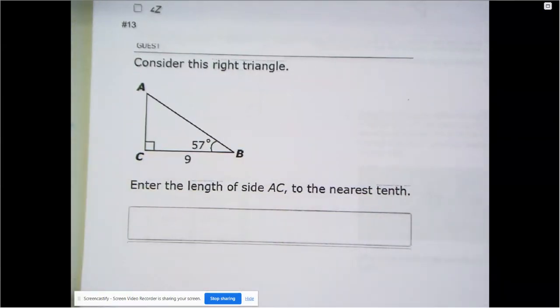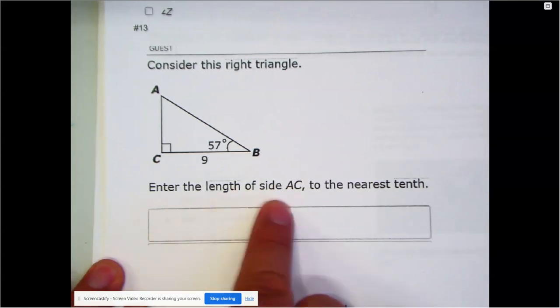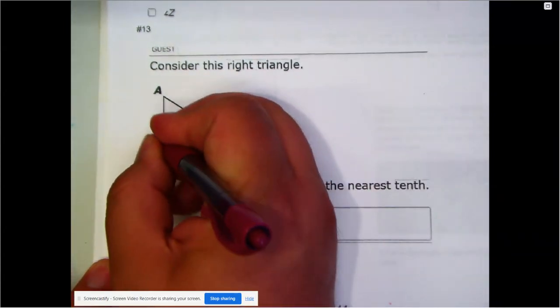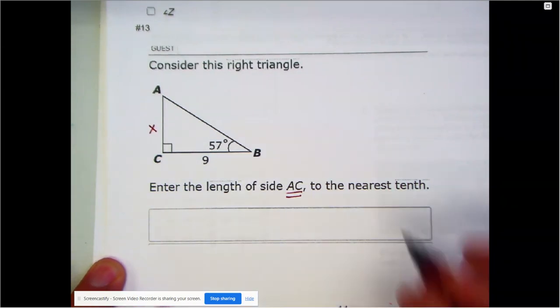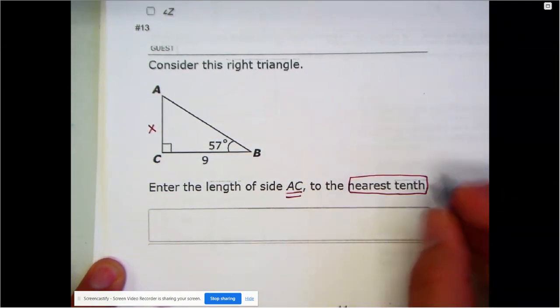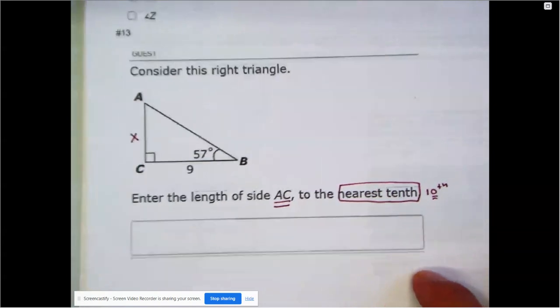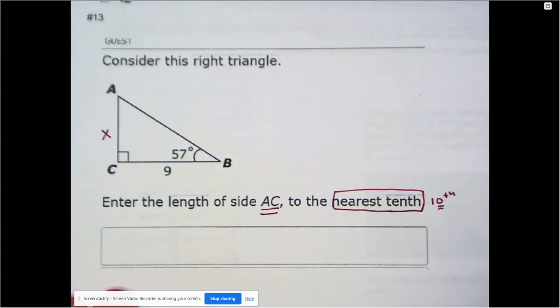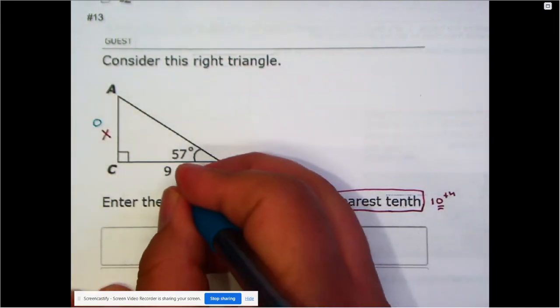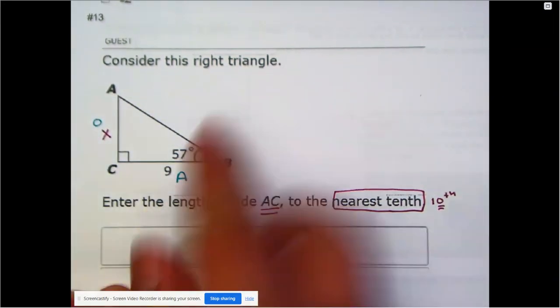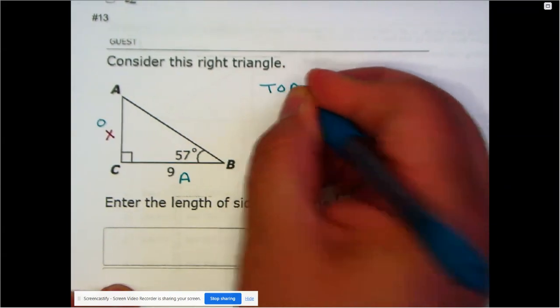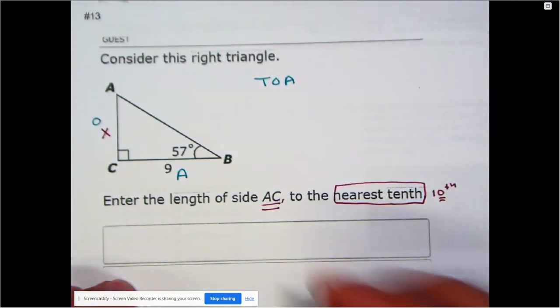Number 13, almost down to the end here. Consider this right triangle. Enter the length of AC. Okay, that's where you put your X. Nearest 10th. So I write the number 10, and now I know that I need one number, just one, after the decimal. All right, well, this is yet again another SOHCAHTOA question. Remember, SOHCAHTOA is big on the SBAC. There's my opposite. There's my adjacent. If it's O and A, look, you've had enough practice that you know we're going with the TOA portion of the name.